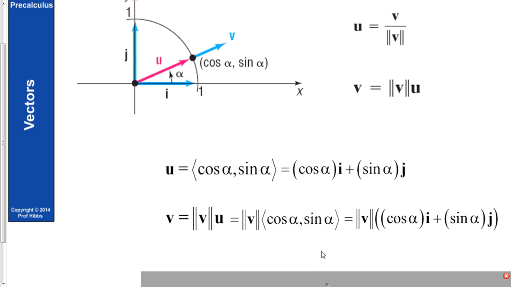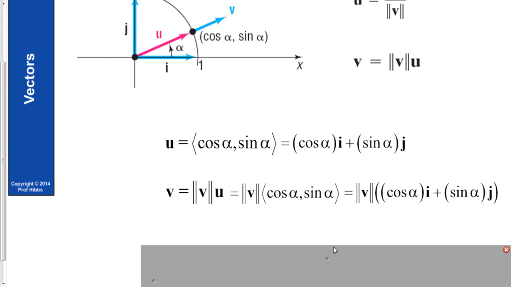So that becomes very useful, in fact, in a lot of our problems. Remember, if we know the angle the vector makes with the positive x-axis, and we know the magnitude of the vector, then this is how we calculate the components of the vector v. Well, let's look at the next page, and we'll go through actually a problem here.